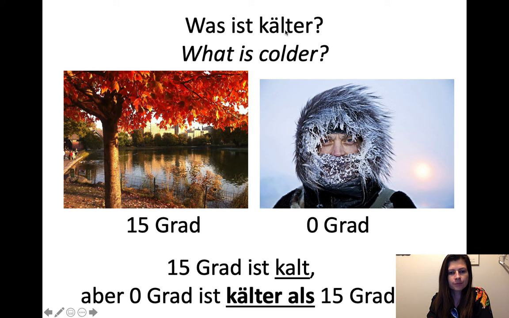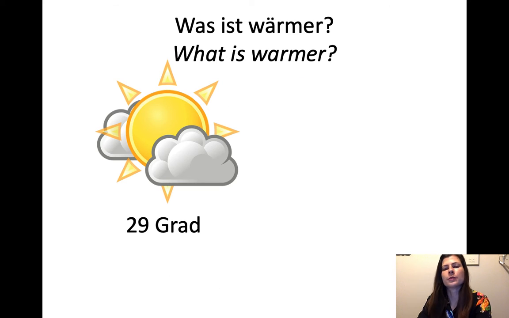Was ist kälter? You can say, 15 Grad ist kalt, aber 0 Grad ist kälter als 15 Grad. 15 degrees is cold, but 0 degrees is colder than 15 degrees. Kälter als. So you see, kalt has turned into kälter, going from the regular adjective to the comparative adjective. So cold, colder, kalt, kälter. We can look at some more examples.